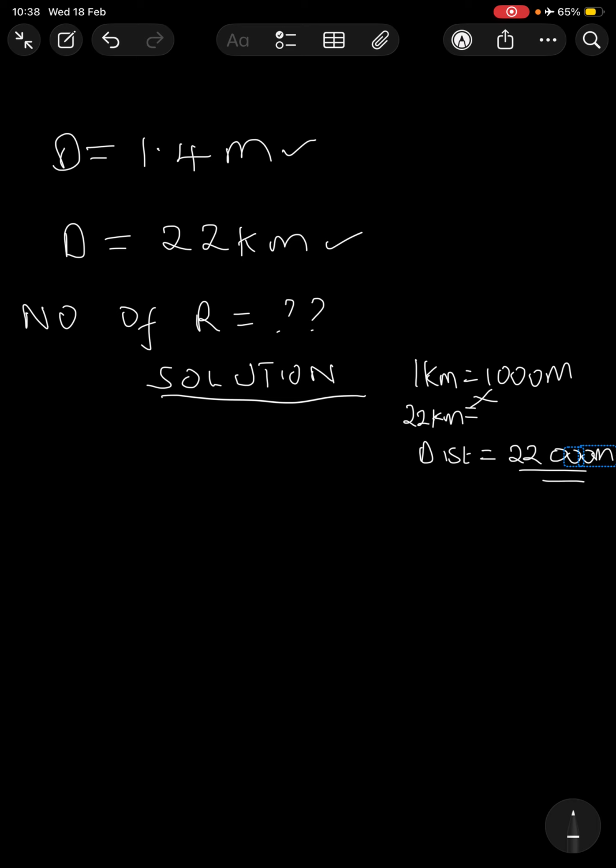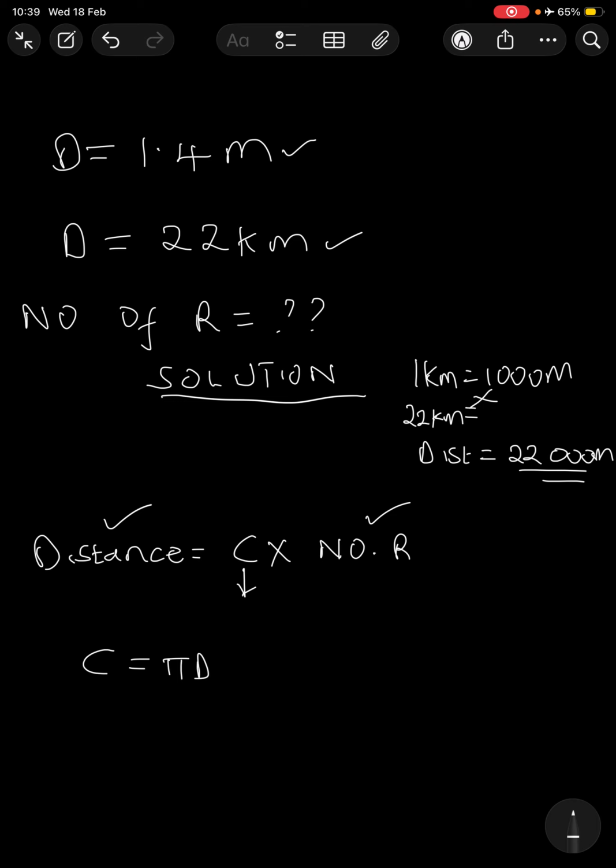And what we know is, the formula that I gave, distance is equal to circumference times the number of revolutions. So we have the distance, and the question is asking the number of revolutions, but we don't have our circumference, but we can get circumference from the formula. So circumference is pi d.